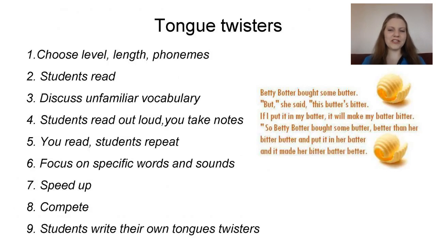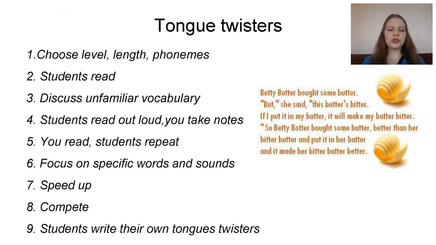So once you've discussed the vocabulary, once your students understand the tongue twister, you ask them to read it out loud, but you don't stop them and you don't correct them. Instead, you make a note of the problem areas. And only then would I recommend reading each line or section one at a time and asking the students to repeat it after you. It's a good idea to focus on specific consonant or vowel sounds. So, for instance, you can practice the T in words like better, butter, and bitter. So it's a great opportunity to practice that sound.